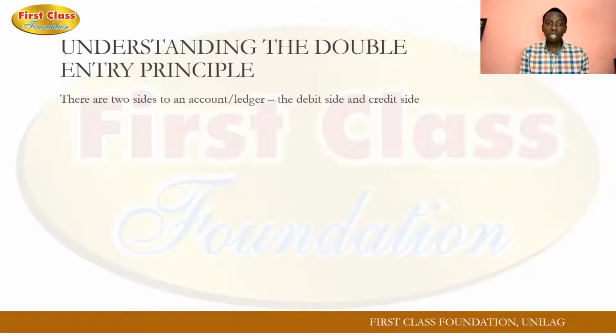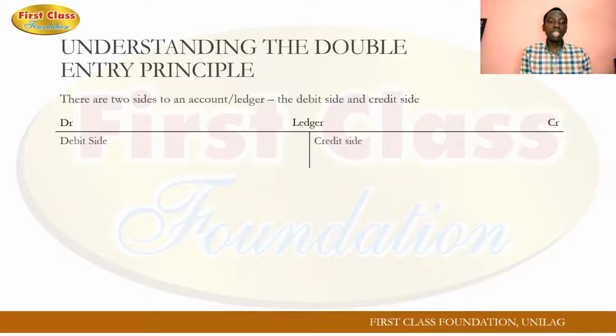Now, there are two sides to an account or a ledger, the debit side and credit side. And that's what we said before, that an account either has two balances just because there are only two sides to a ledger. And now, this is the picture of a ledger. You have the debit side and the credit side. It is not receiving side and giving side. So, debit side and credit side.